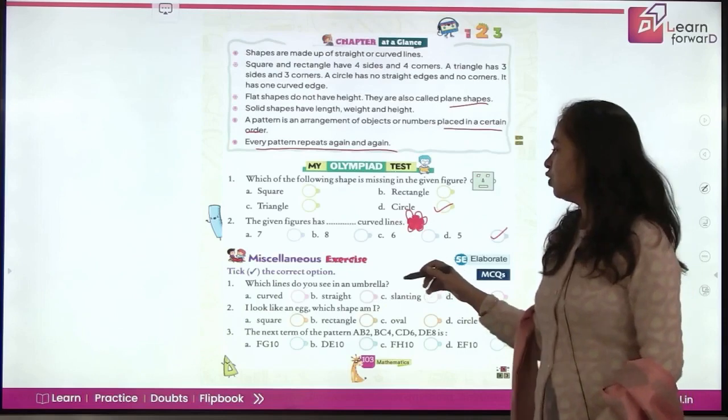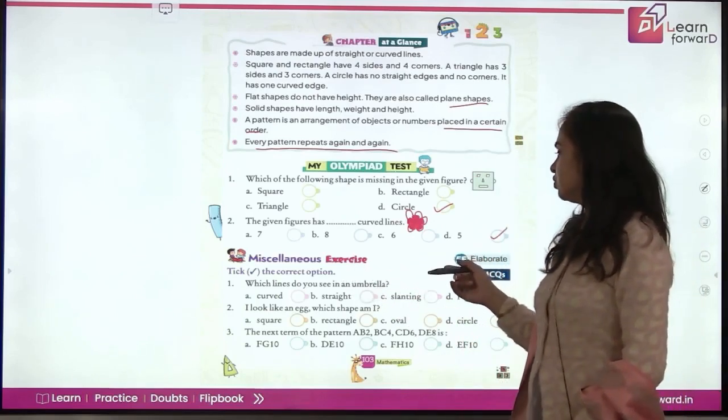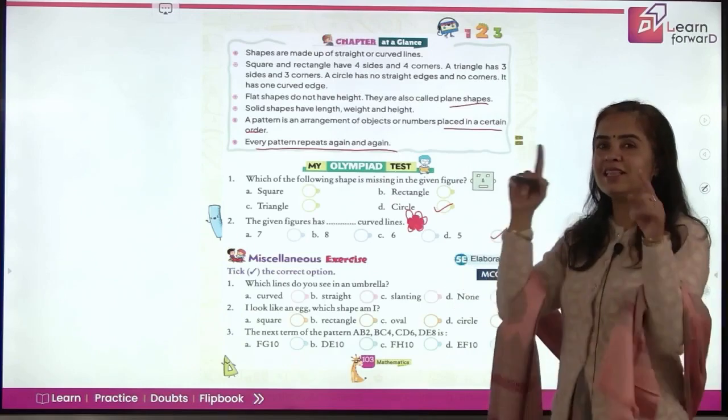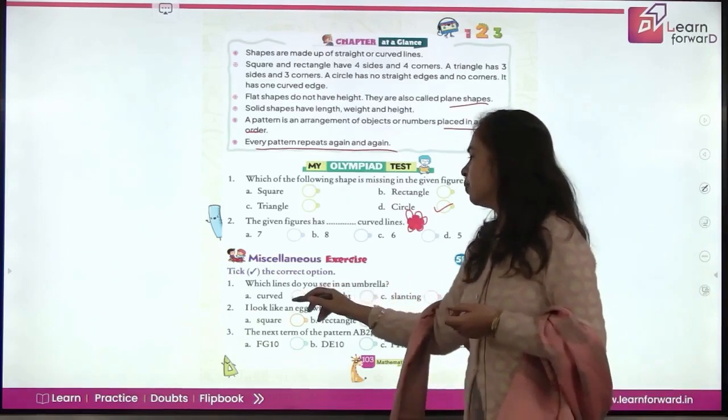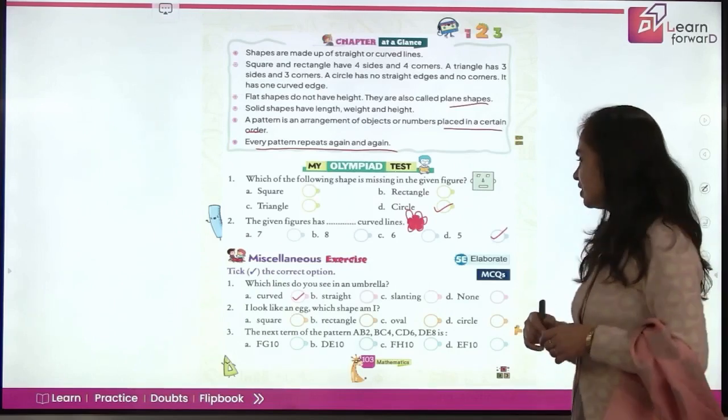Miscellaneous exercise for you. Which lines do you see in an umbrella? Are they curved? Are they straight? Are they slanting or none? They are curved. Yes. I look like an egg. Which shape am I? That is an oval.